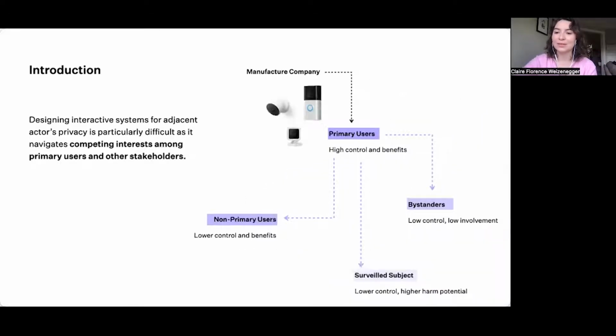As it turns out, designing interactive systems that directly improve adjacent active privacy is very difficult, not least because it requires navigating competing interests among primary users and other stakeholders, which we identified as a major gap both in product development as well as academic research.